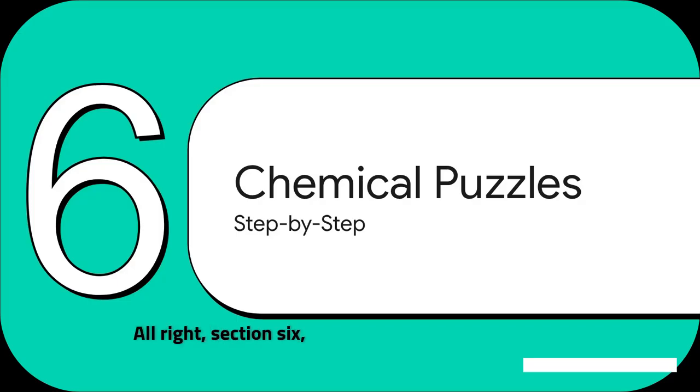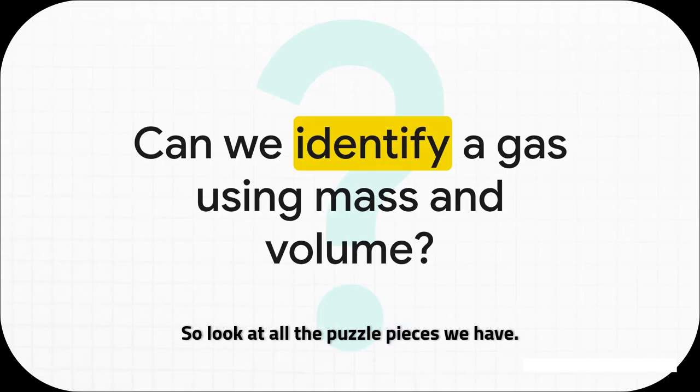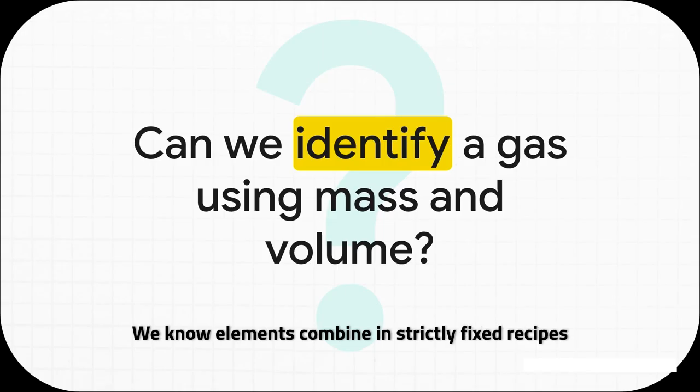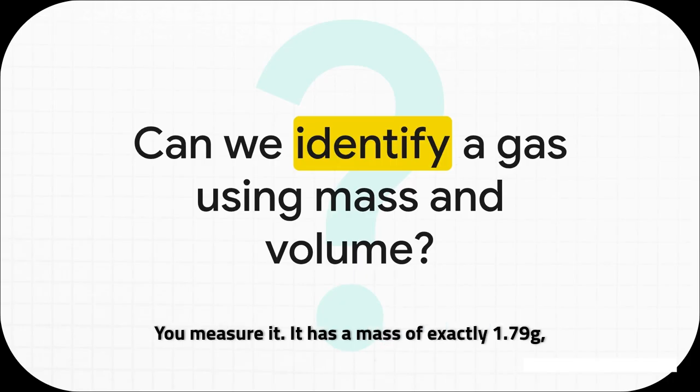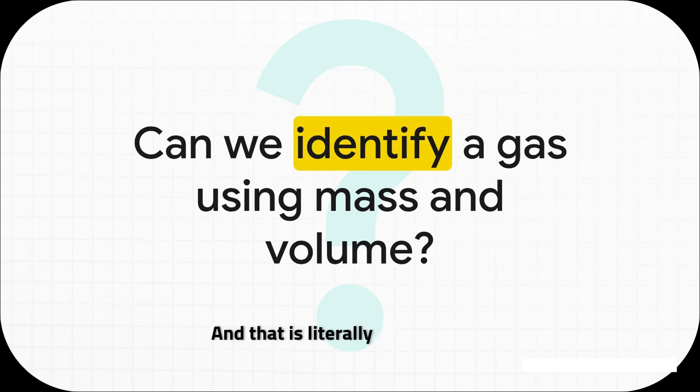All right, Section 6, step-by-step chemical puzzles. So look at all the puzzle pieces we have now. We know mass is conserved. We know elements combine in strictly fixed recipes, and we have our magic volume rule for gases. Let's see just how powerful this is by solving a real-world mystery. Imagine you're standing in a lab, and you find a sealed container filled with some totally unknown gas. You measure it. It has a mass of exactly 1.79 grams, and it takes up 2.5 liters of space at STP.